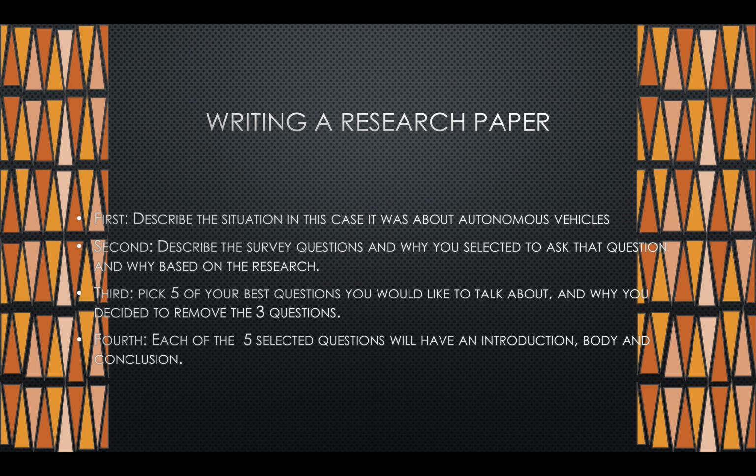Now, writing a research paper. So first, describe the situation. In that case, it was basically the autonomous vehicle, on how people are reckless, how they feel safer, and what the safety features are about it. Second, describe the questions and why you selected those questions based on your research findings. Third, pick 5 of your best questions you would like to talk about, and why you decided on those 5 out of the 8 questions, and why you decided to remove 3.